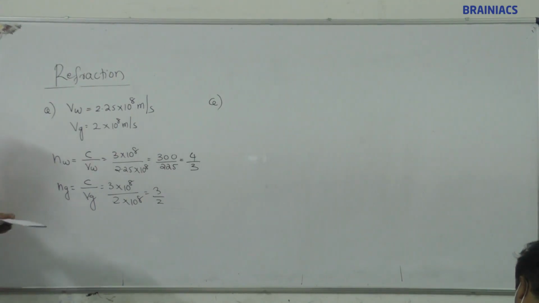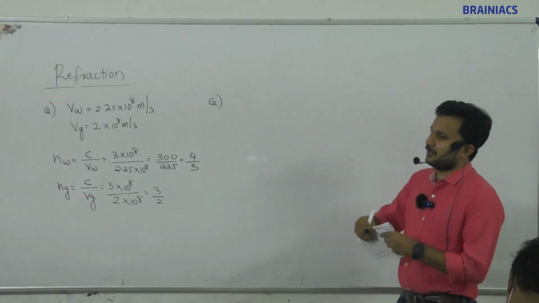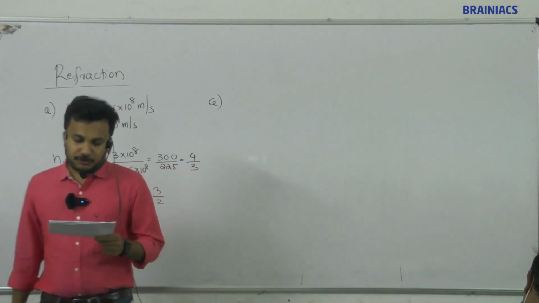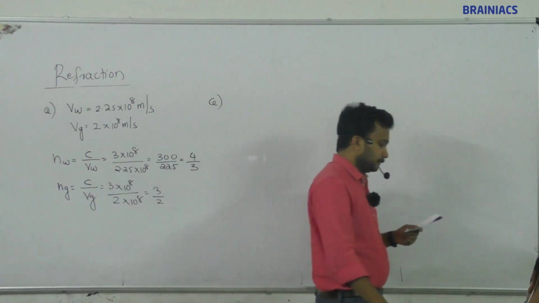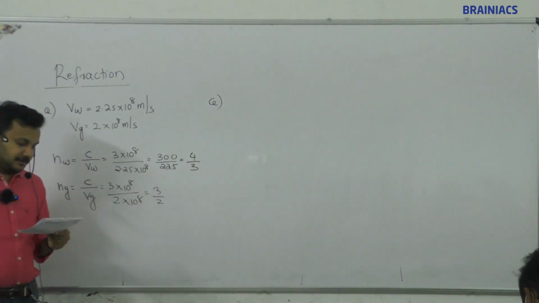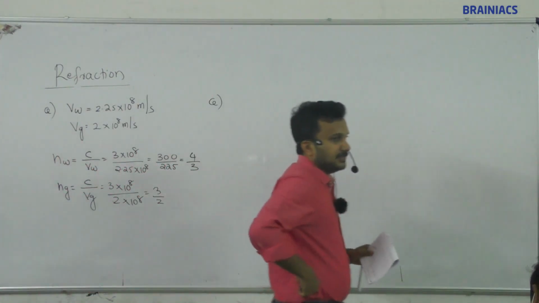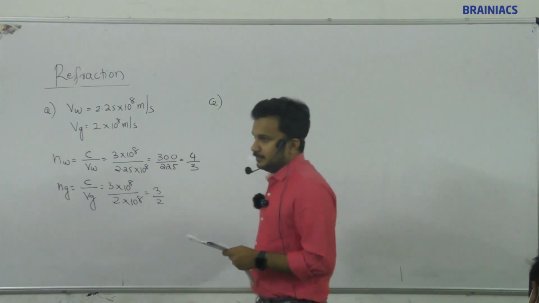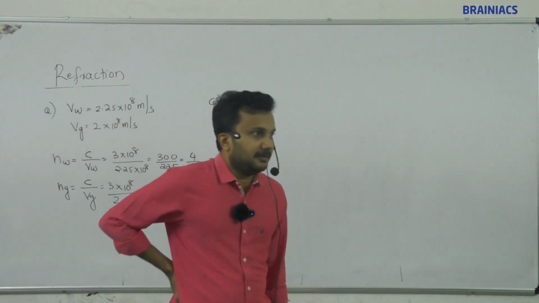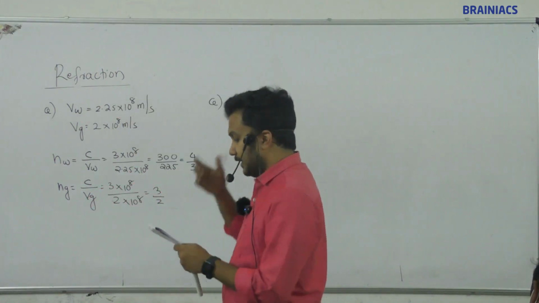Okay, next question. This is understood, right? Simple. Wavelength of light is 4800 angstrom in air. Find the wavelength of the same light in diamond. Additionally, refractive index of diamond is 2.4.